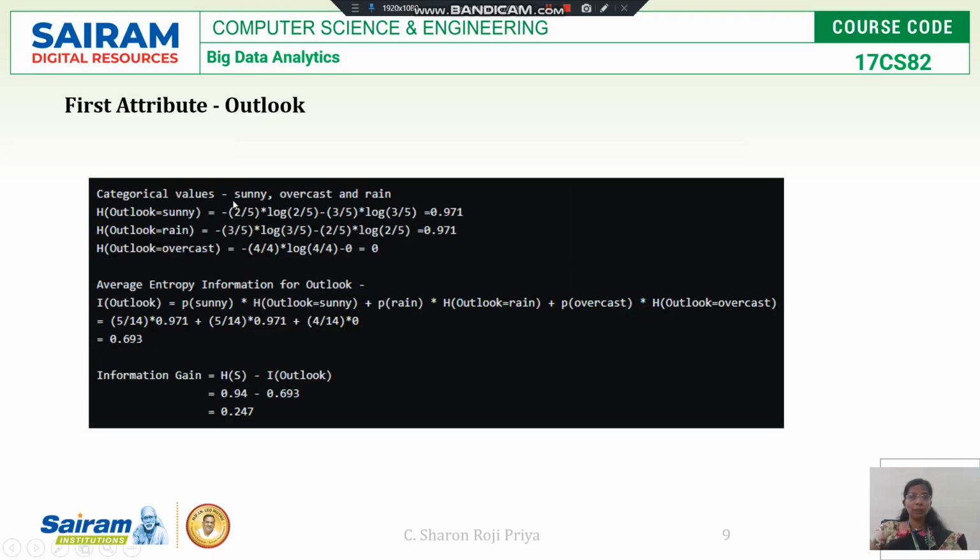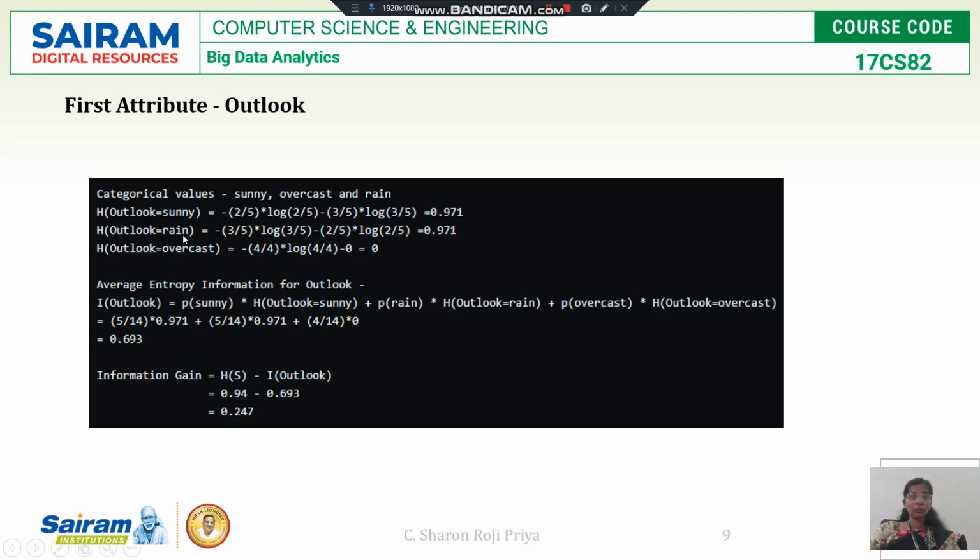Now you apply the formula. You remember the formula for entropy, it is minus P by P plus N. So totally 5 sunny were there. Out of that 5, 2 are positive. So it should be minus 2 by 5 into log 2 of 2 by 5, minus N by P plus N, so it is minus 3 by 5 into log 2 of 3 by 5. So you calculate it, you'll get the value as 0.971.